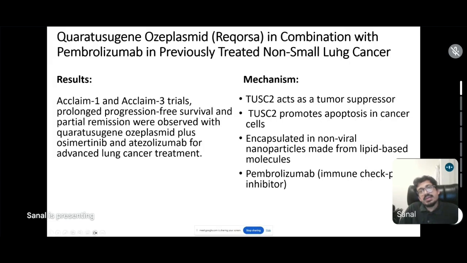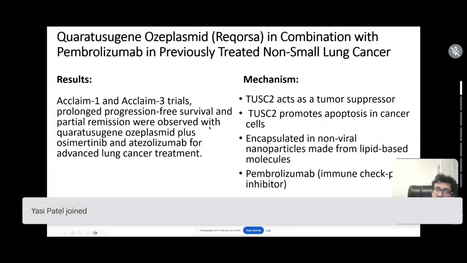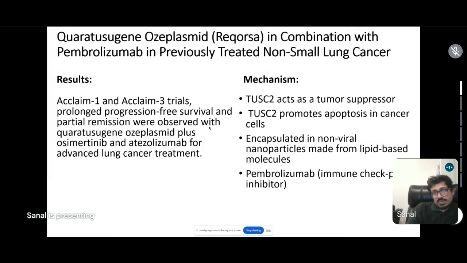So Racorsa, in combination with pembrolizumab in previously treated lung small cell cancer. This is what I was telling you. These are the results of the Acclaim 1 and Acclaim 3 trials, which gave some progression-free survival and partial remission for the patients who underwent the combined therapy. This acts through TSC2, which acts as a tumor suppressant. It promotes apoptosis in cancer cells.